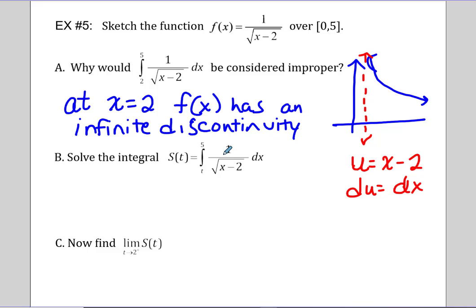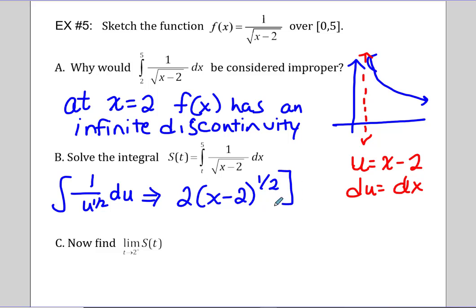And that was back in our notes, that was the type 2. So if we solved the integral and renamed it S of t as the area goes from t to 5 of that function, we can use this substitution and integrate 1 over u to the 1/2 power du. I'm not going to put the limits there just yet because we're going to revert back to our x minus 2. So that's going to give us 2(x minus 2) to the 1/2 power evaluated from t to 5.